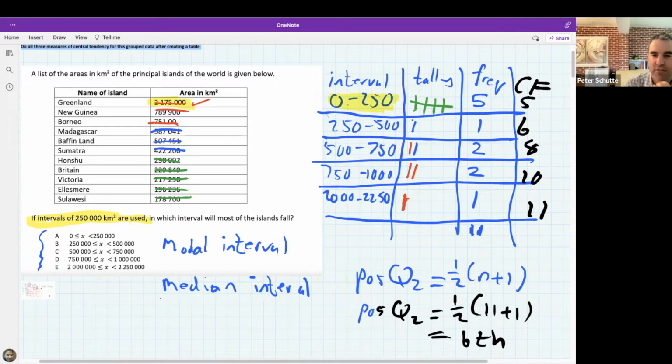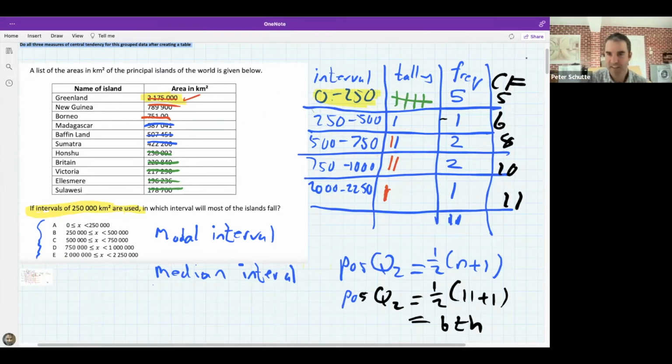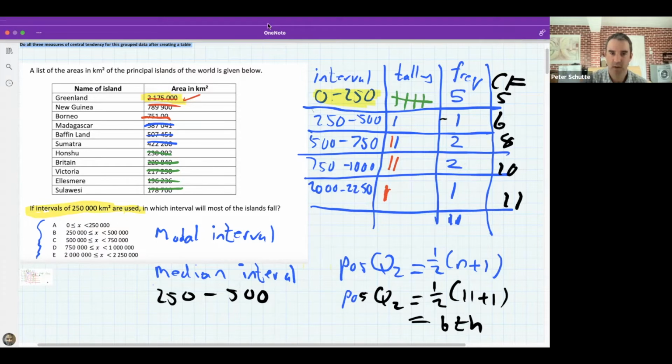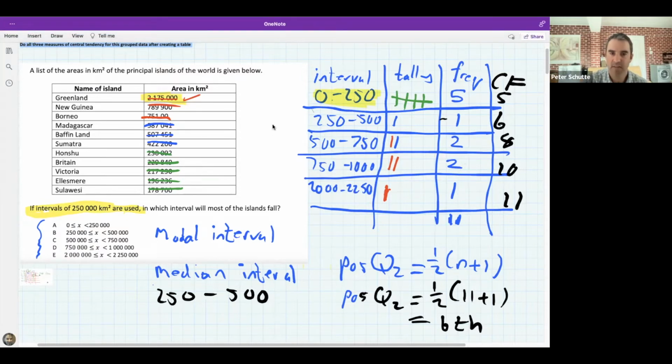I want you to put that in the chat. So what I was trying to say is that basically the median interval in this case is going to be 250 to 500,000 because it contains the 6th position. Okay. Now I can't see the chat too well. Let's have a look. Are there any questions or comments on that? Otherwise, we're going to move on. Okay, let's move on now.